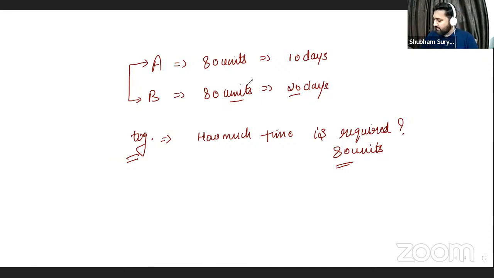Awesome. Okay, let's see. 80 units of work, 10 days are required; 80 units of work, 20 days are required. So let's figure out the efficiency of A and B individually. What we generally do is build a certain approach that can be used for solving each and every question of time and work or of a certain topic.